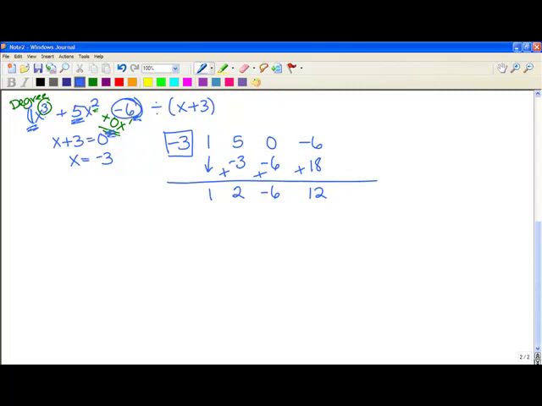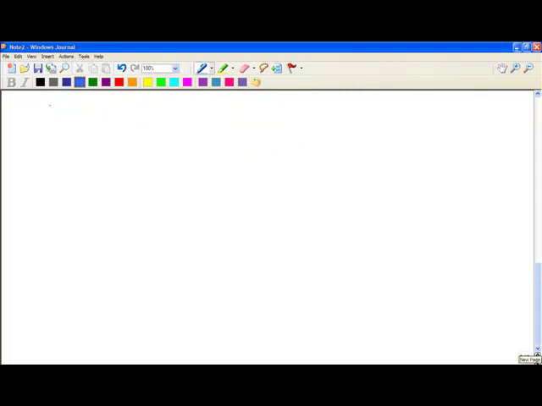Now we had a degree 3 in our original polynomial, so the answer will have degree 2, one less. So we'll start with x squared. This will give us 1x squared plus 2x minus 6, remainder 12. Notice how the powers decrease for our answer as well. One more example for synthetic division is this. We'll divide 2x to the 5th plus x to the 3rd minus 4x plus 10 divided by x plus 1.